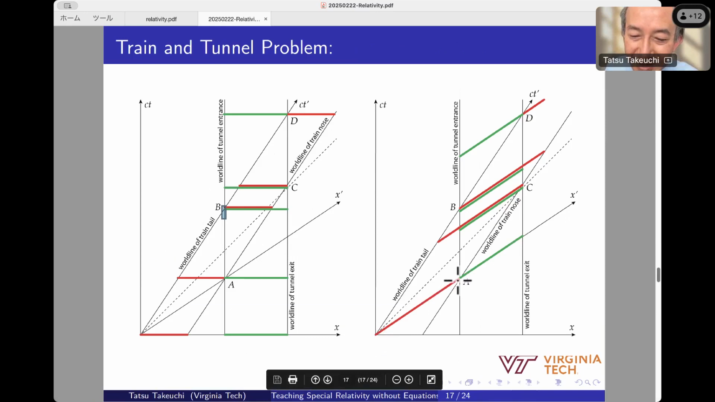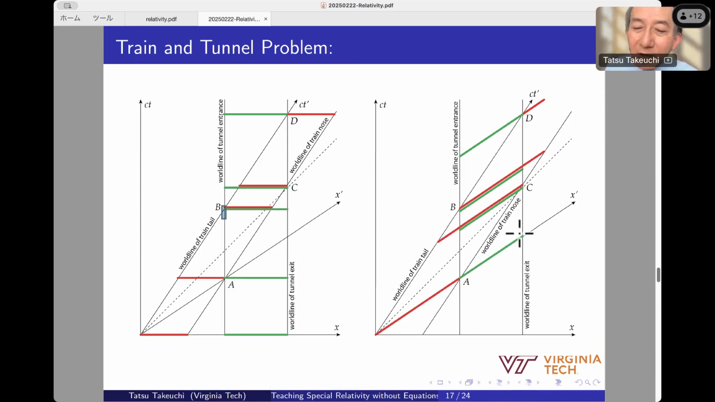this red line represents the length of the train, and this green line represents the length of the tunnel, and the red is longer than the green. So the train is much longer. Okay, but if you follow how time progresses in the moving frame of reference, when the nose of the train reaches the exit of the tunnel at point C, the tail of the train is still outside of the tunnel.